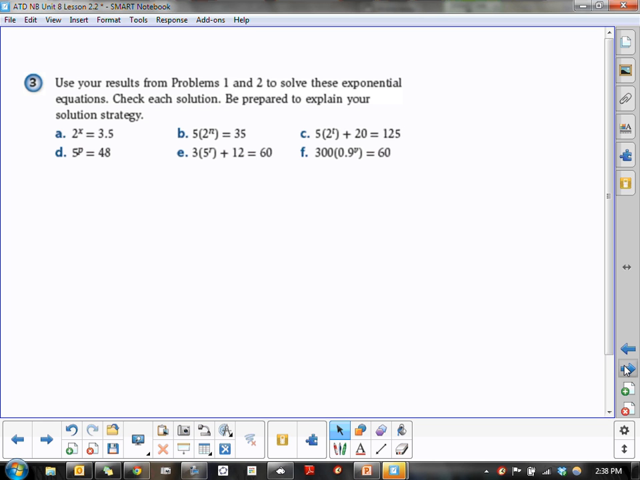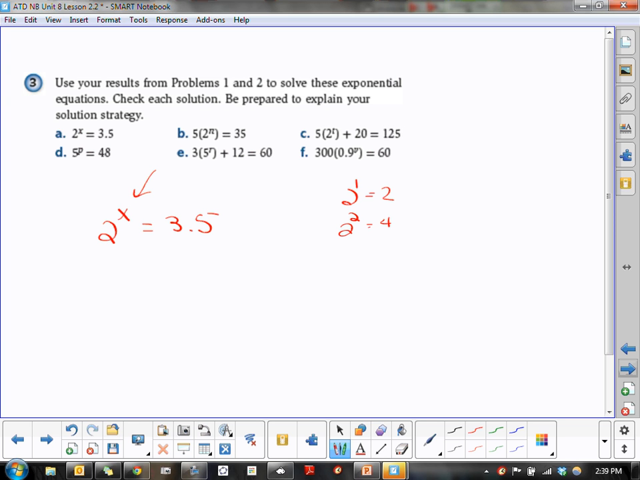So we're going to be trying to find the exponent I raised 2 to get 3.5. That's really what we're after. What is that exponent that I raised 2 to get 3.5? Well, I know it's somewhere between 1 and 2. 2 to the first is 2. 2 to the second is 4. So I know it's somewhere in between here. Probably a little closer to 2 than it is to 1.